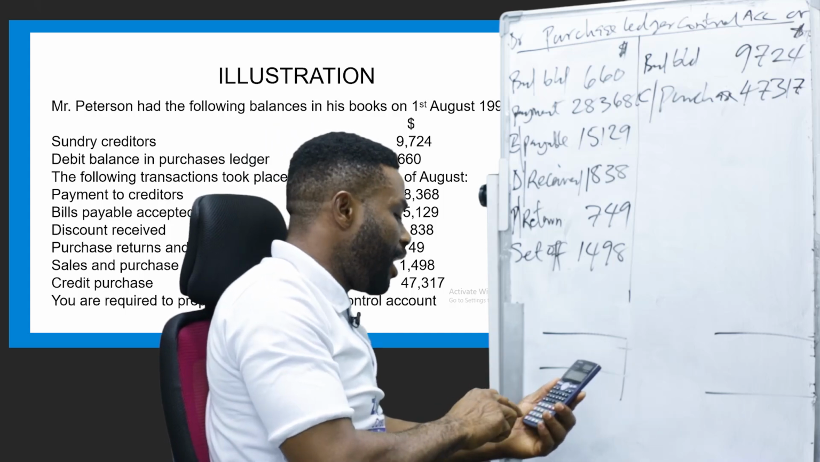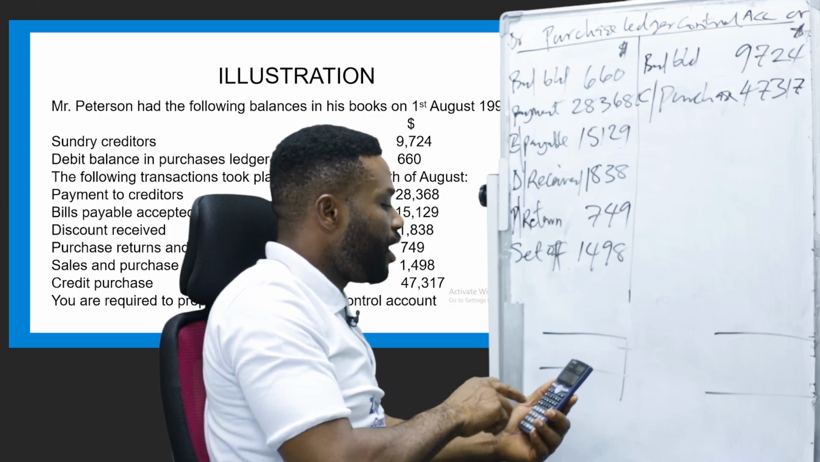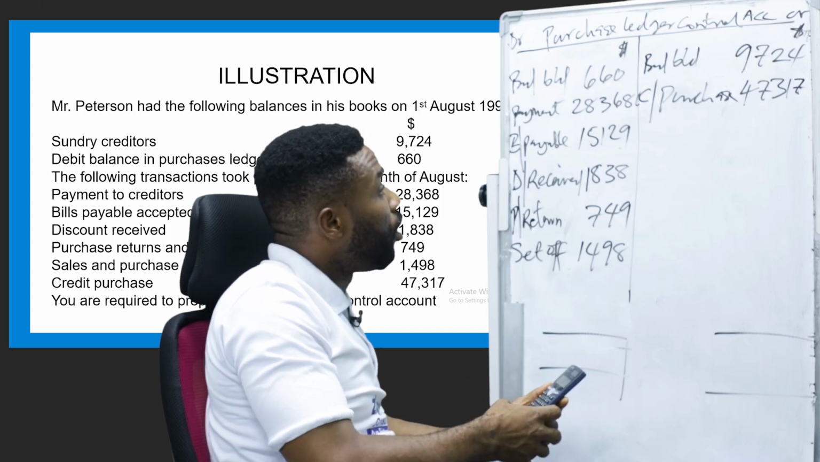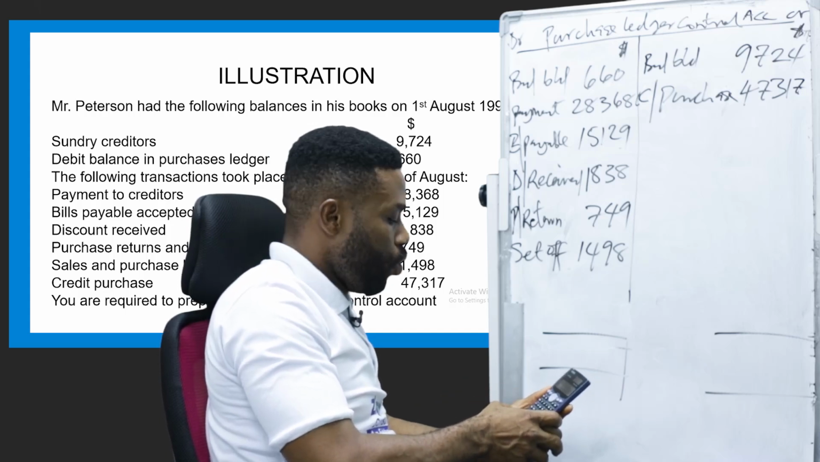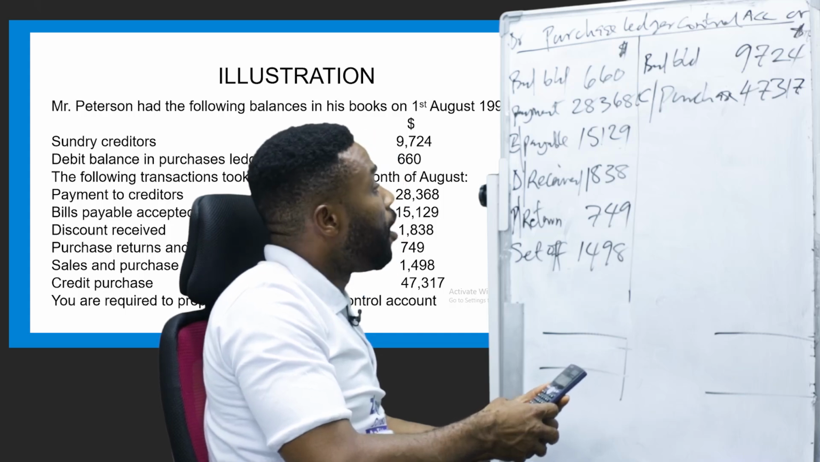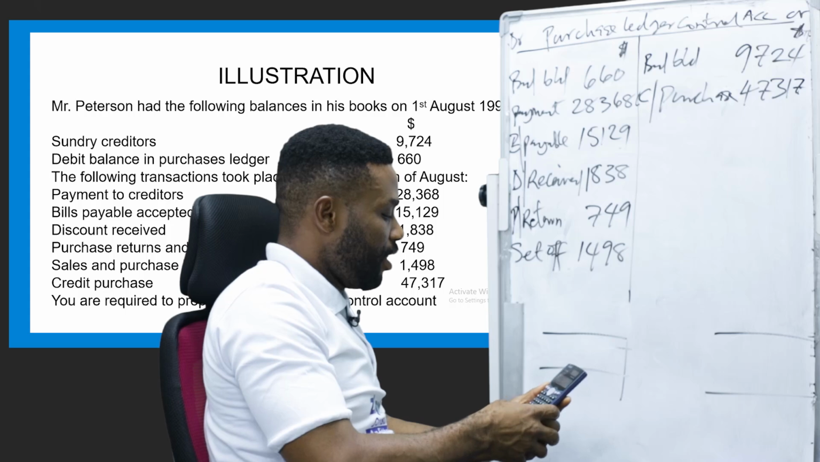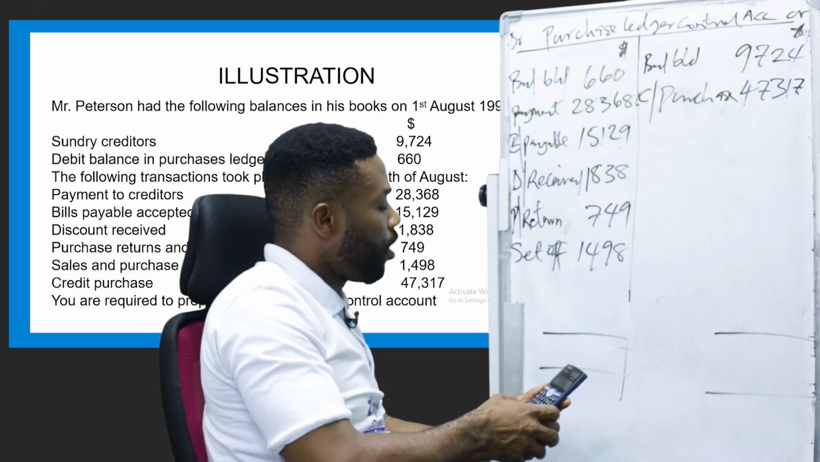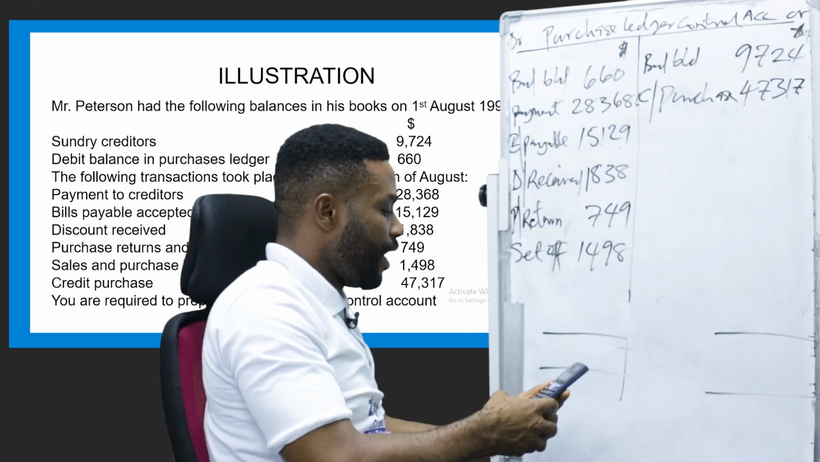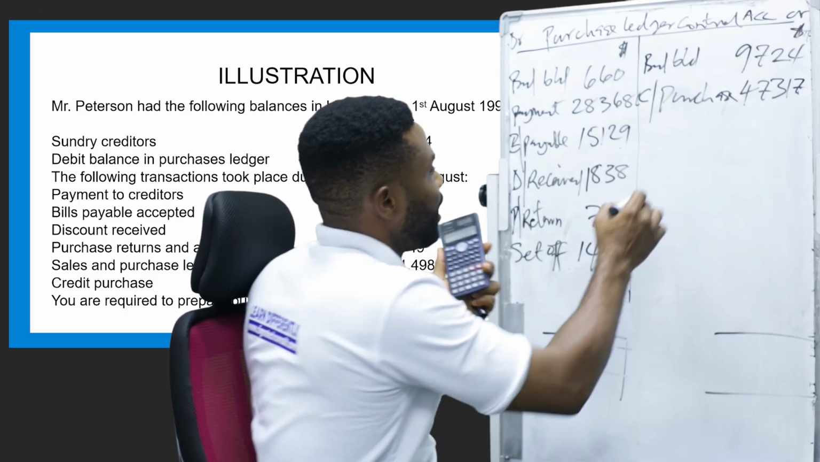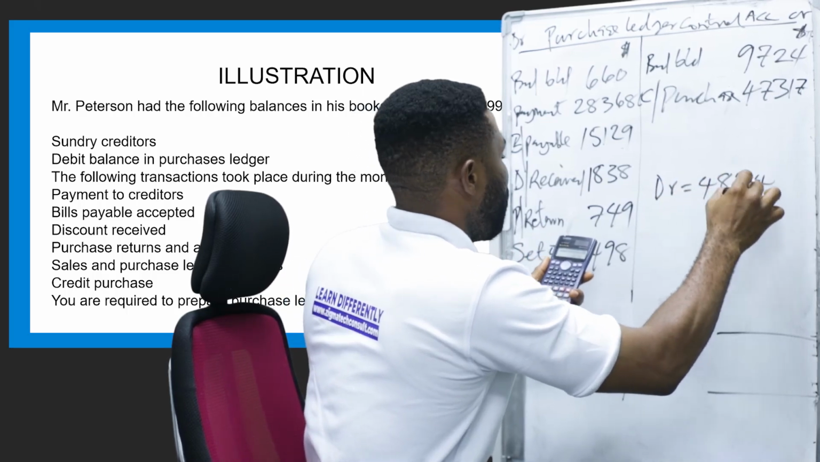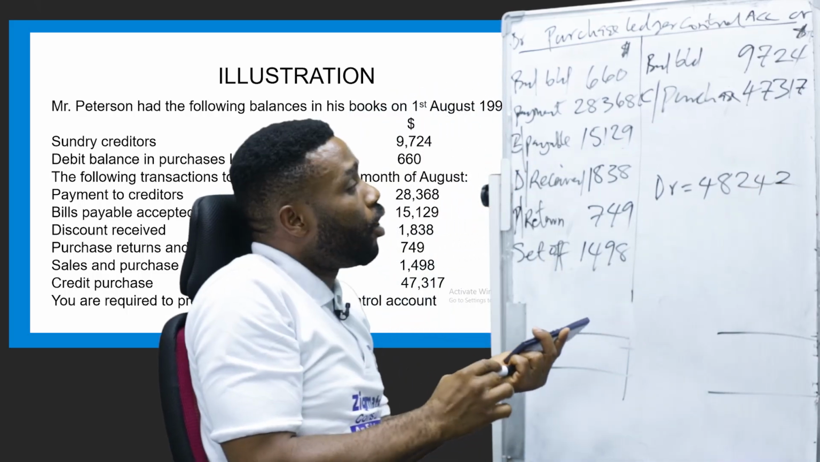Let's go. 660 plus 28,368 plus 15,129 plus 1,838 plus 749 plus 1,498. You have the debit side. Let's write it here. Debit side is equal to 48,242. You can use your calculator to confirm that.